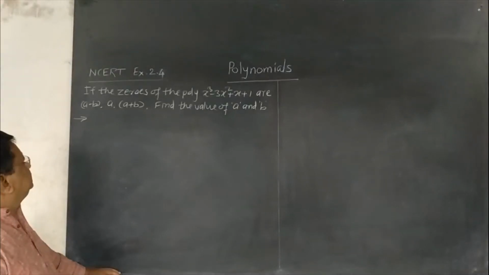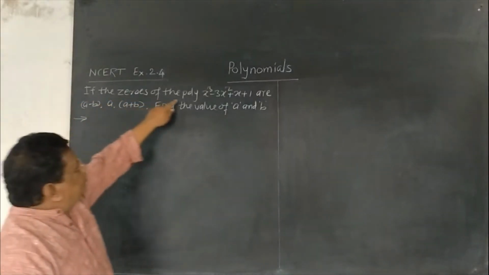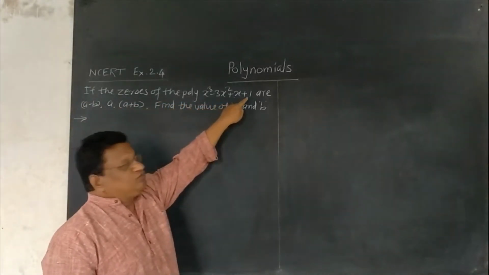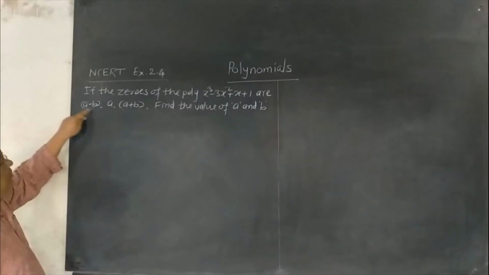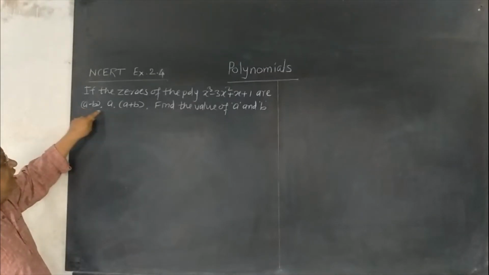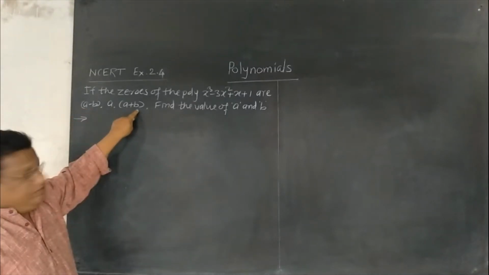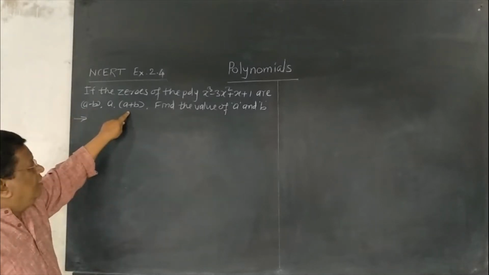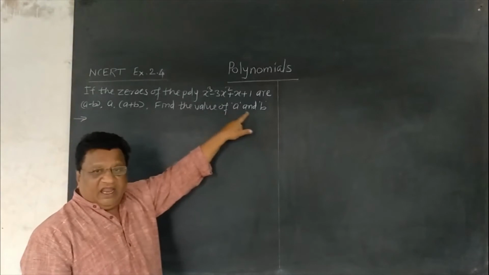Example. If the zeros of the polynomial x cube minus 3x square plus x plus 1 are a minus b, a and a plus b, means this is alpha, this is beta and this is gamma, we have to find the value of a and b.